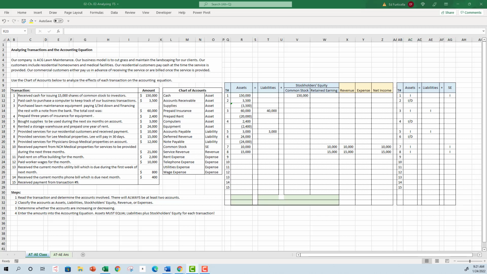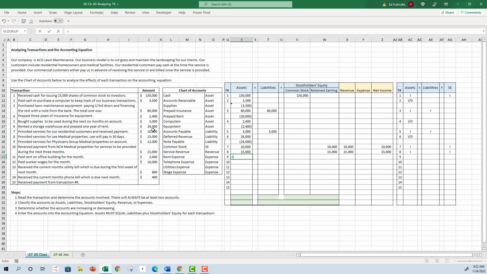Transaction number 9 is exactly like transaction 8. We provided services this time for Physicians Group Medical Properties on account, $12,000. Anytime we provide services on account, the term on account means that we aren't getting paid today, we'll get paid at a later date. So the two accounts involved are accounts receivable and service revenue. Again, accounts receivable is an asset, service revenue is a revenue.